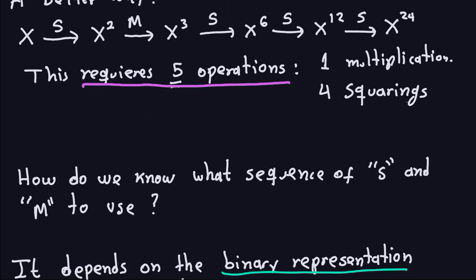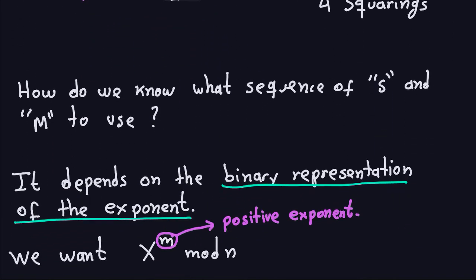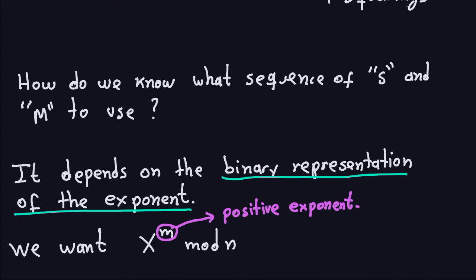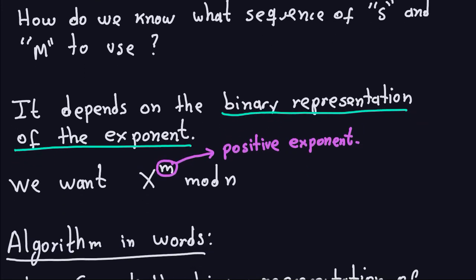The good thing is there is an algorithm for that, and the algorithm depends on the binary representation of the exponent. What I mean by that is this: if we want to compute x to the m modulo n, where I'm going to assume m is a positive exponent, what we want to do is represent m in binary, and the binary representation of m will give me a very clear method to calculate the sequence of s's and m's that I need to do this operation x to the m more efficiently. Before I go into the pseudocode and give you a few examples, I'm just going to give you the algorithm in words.